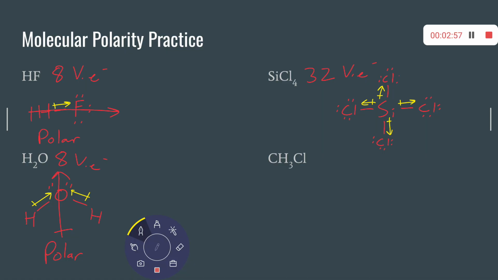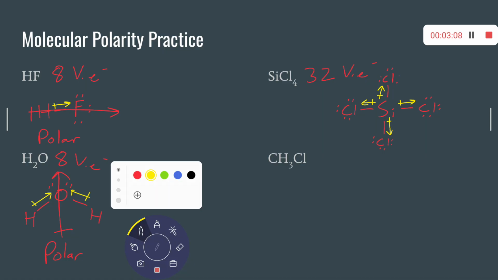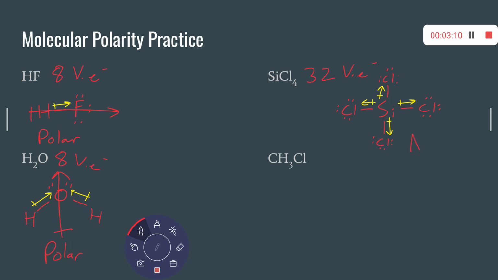And the shape of this molecule is tetrahedral, which means all of my chlorine atoms are the same distance from each other and from the center. And so even in 3 dimensions, these all do cancel out, and this molecule will end up being non-polar.